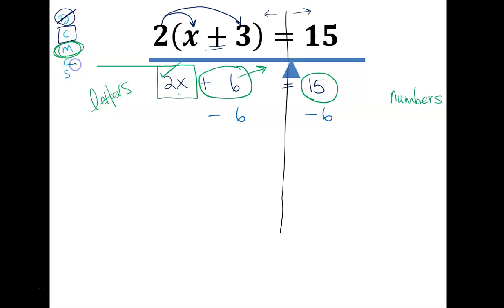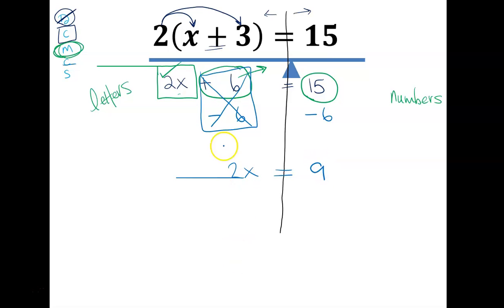Once I do that, it's just a matter of combining my plus 6 and my minus 6. See ya later. I'm down to a 2x. It's the only thing that's left on this side. Over here, I have a 15 minus 6, and I'm going to count on my fingers so I don't mess up. 15 minus 6, I think that's 9.